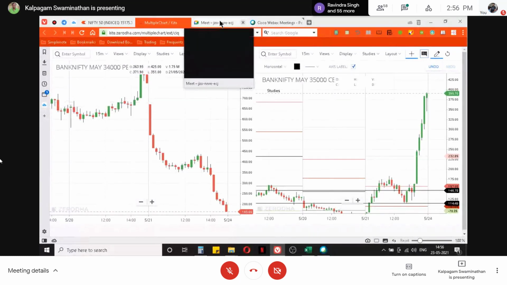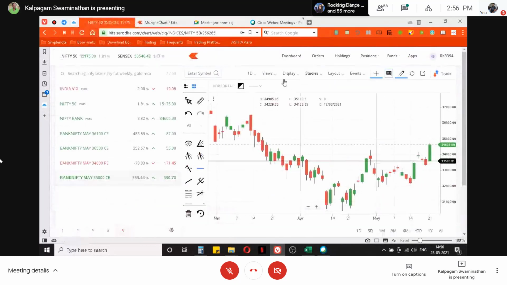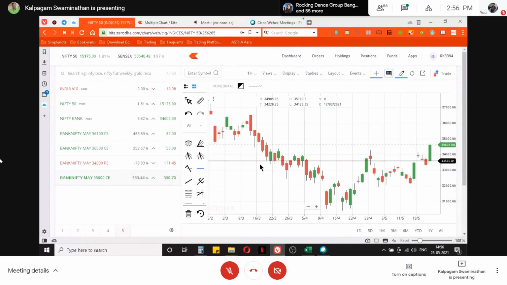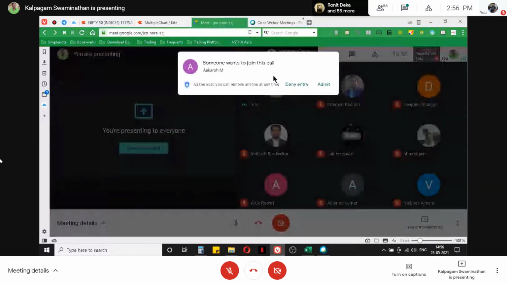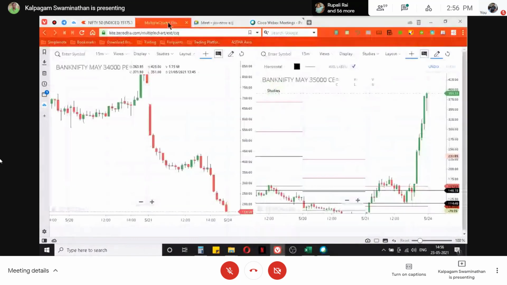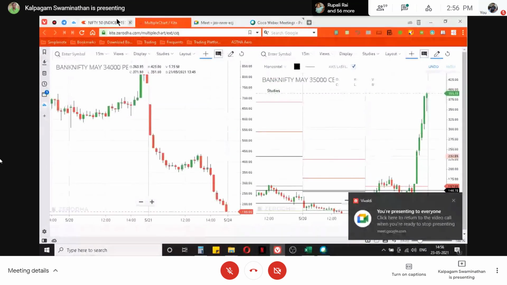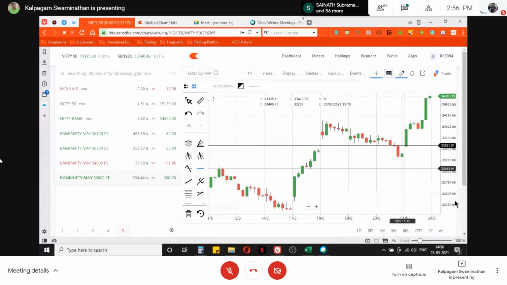But when you look at the higher time frame for your trend assessment, even if you take a 1 hour chart, at no point in time was there a reversal indicated, even on the 1 hour chart. Sorry, I'm looking at the spot chart here.